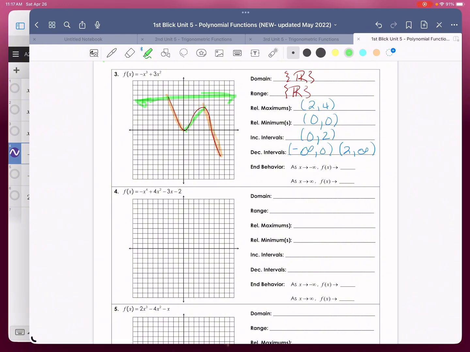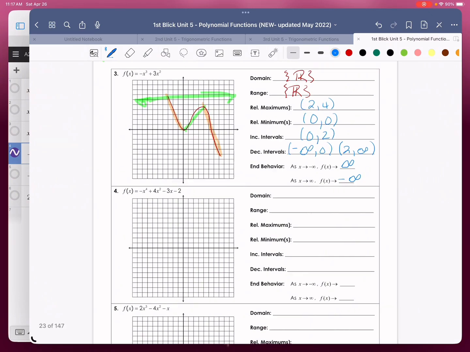Okay, our end behavior, well, as x goes to the left, the end goes up, so that's positive infinity. And as x goes to the right towards infinity, it goes down, so that's negative infinity.